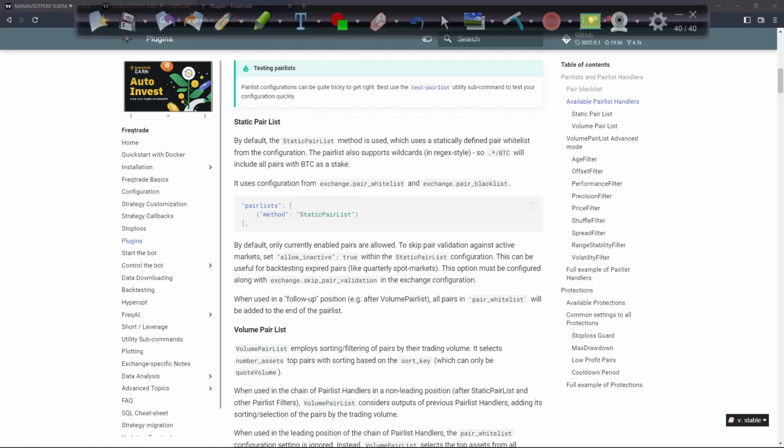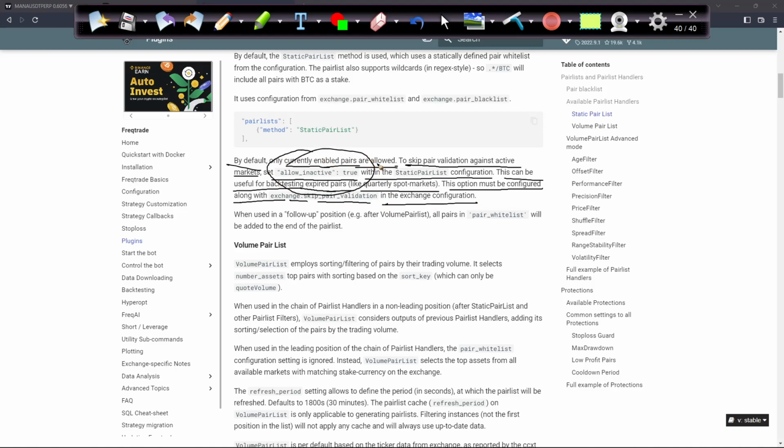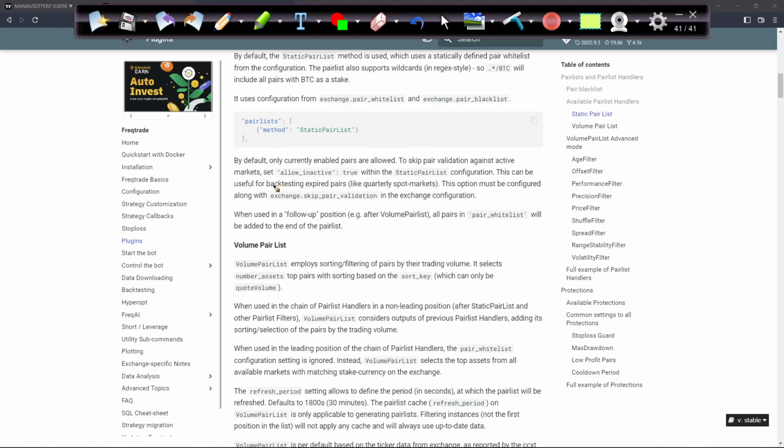Now, by default only currently enabled pairs are allowed. To skip pair validation against active markets, set allow_inactive true within the static pair list configuration. This can be useful for backtesting expired pairs like quarterly spot markets. This option must be configured along with exchange.skip_pair_validation in the exchange configuration. Yeah, so I had this problem. All right, so this is good for me to know that I can allow inactive pairs.